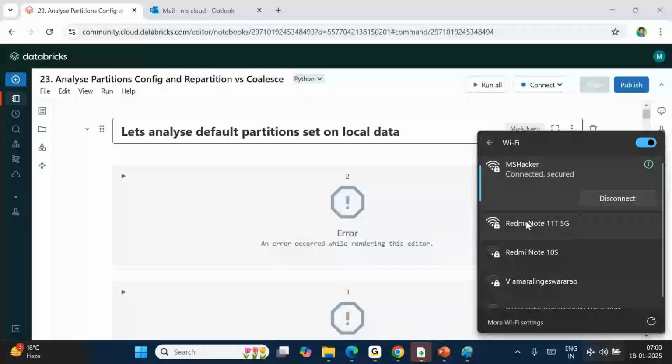Do we have the next ADF class? Azure Data Factory? Yes, we have the ADF class.